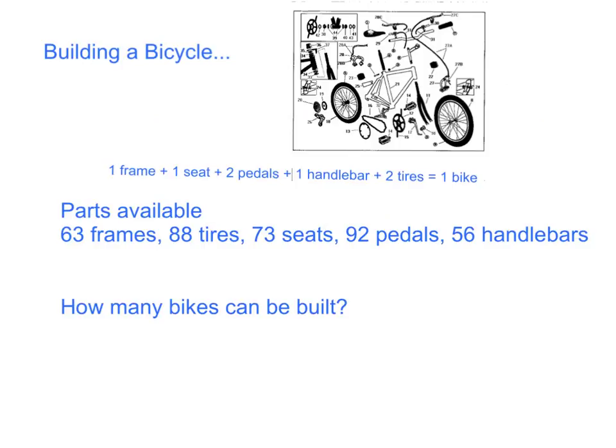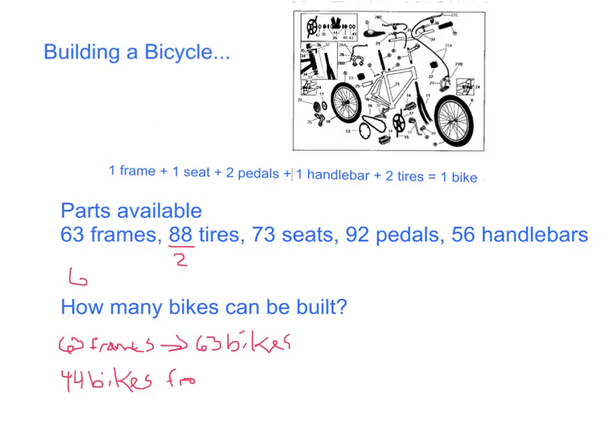With 63 frames, we only need one frame per bike, so we know that we can build 63 bikes. Then we have 88 tires, but it takes 2 tires per bike. So we take 88 divided by the coefficient in the reaction, and that gives us the total number of bikes available for us. It would be 44 bikes.